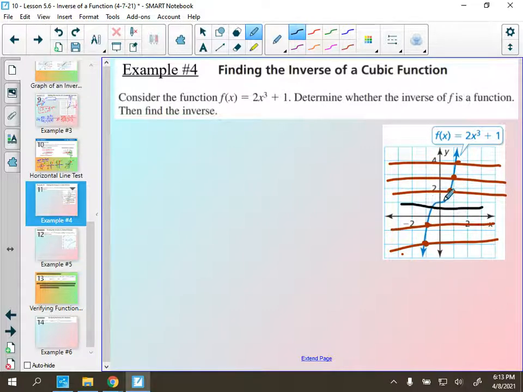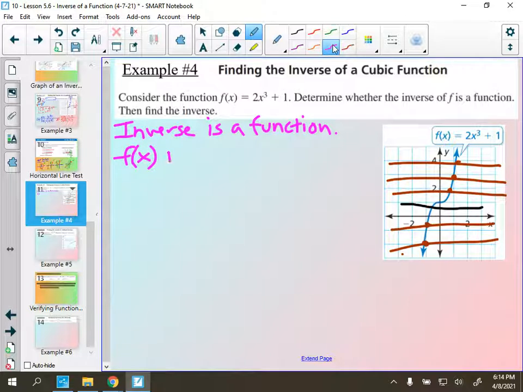But long story short, for this cubic function, the inverse is a function. That's literally all we have to say. I've got my evidence right here. If it asks for a justification, we would say f of x passes the horizontal line test. All right. So like I said, I feel like I spent already too much time on that. Hopefully that's something that you guys pick up, no problem.